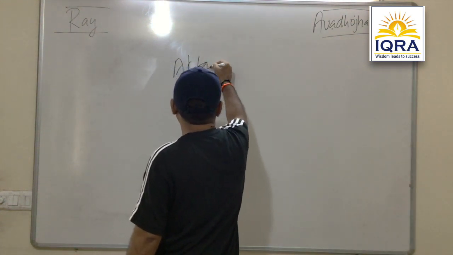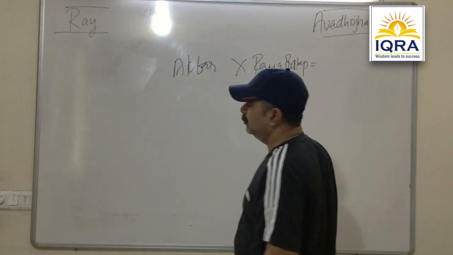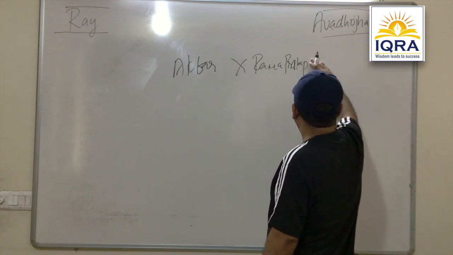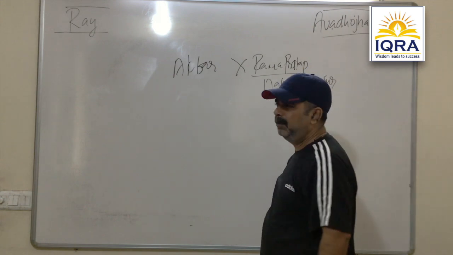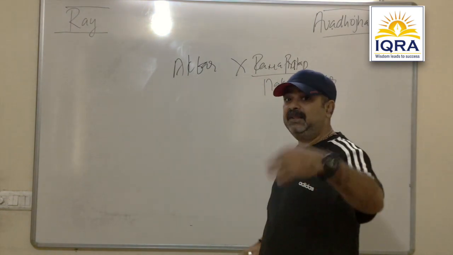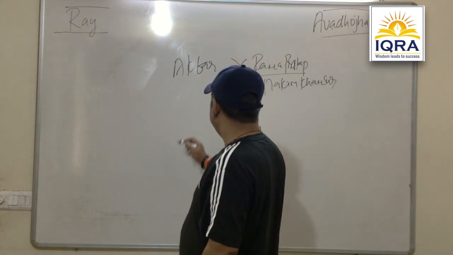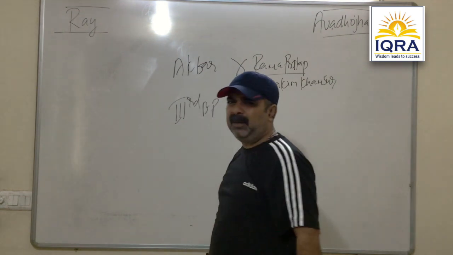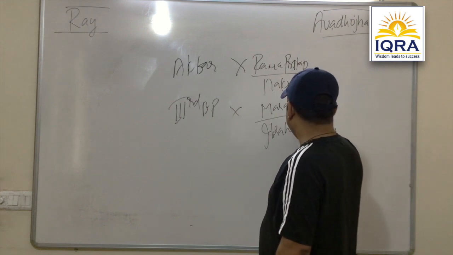Akbar, Rana Pratap. Who was the artilleryman of Rana Pratap? Hakim Khan Sur. But the communal ideology portrays him as a Hindu leader. Akbar. Third Battle of Panipat. Who was the artilleryman of the Marathas? Ibrahim Khan Gardi.